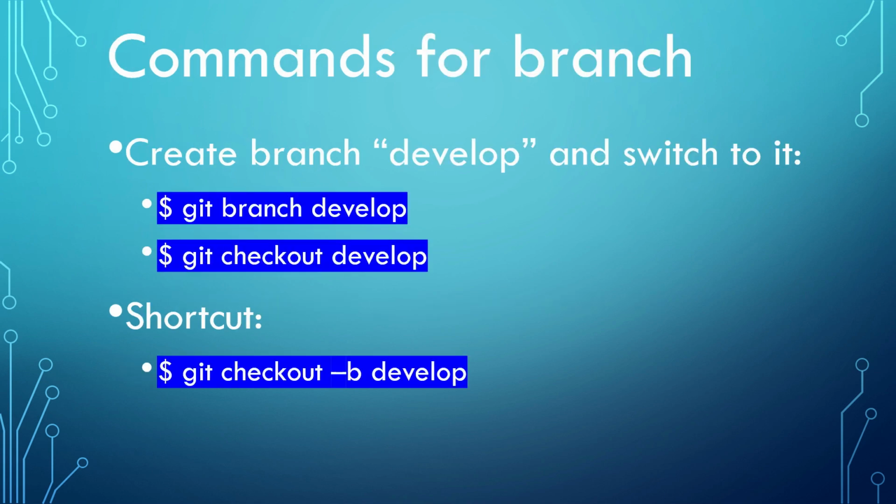There are two Git commands to create and switch to a branch. For example, a branch named develop. The first command: git branch develop. The second command: git checkout develop. There's a shortcut to combine these two commands into one with the -b switch, like this: git checkout -b develop. I prefer using the two-command method. You can choose either the shortcut command or separate commands.